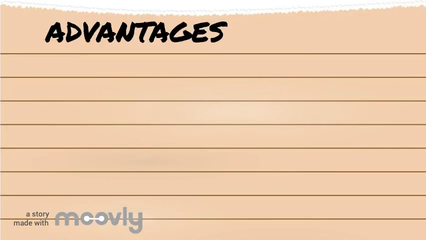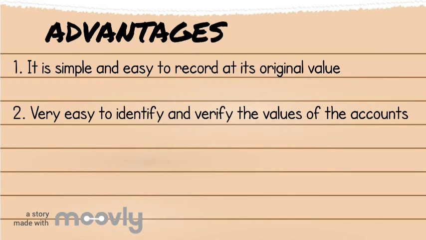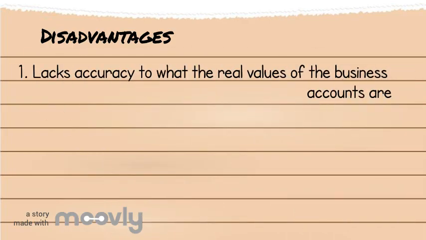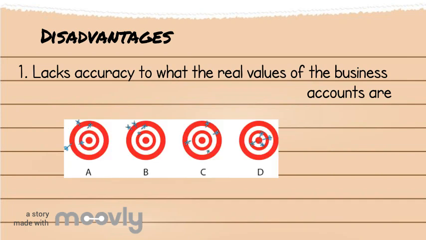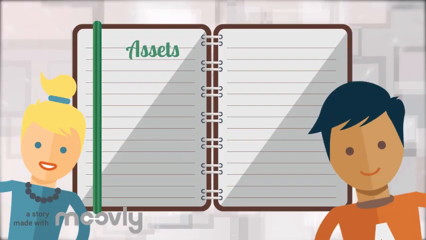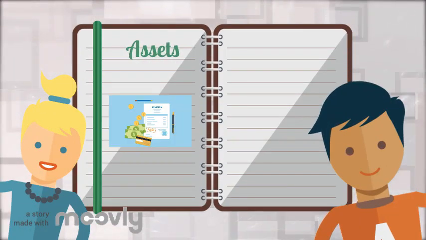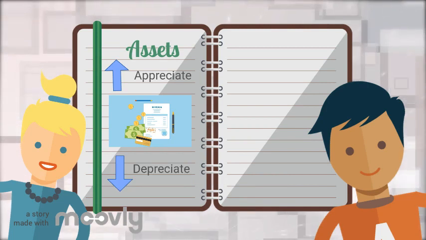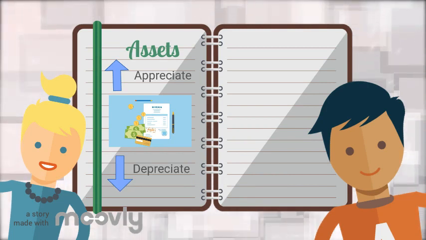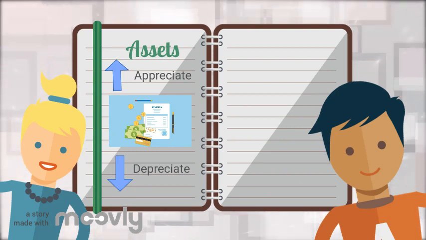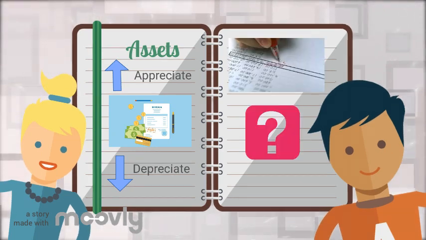Let's look at the advantages of the cost principle. The advantages of using the cost principle is that it is simple and easy to record at its original value, and it is also very easy to identify and verify the values of the accounts. On the other hand, cost principle lacks accuracy to what the real values of the business's accounts are. Let's look at assets as an example. Assets would appreciate and depreciate over time, and because the value would appreciate and depreciate at different times, it is harder to identify the correct value of the asset.